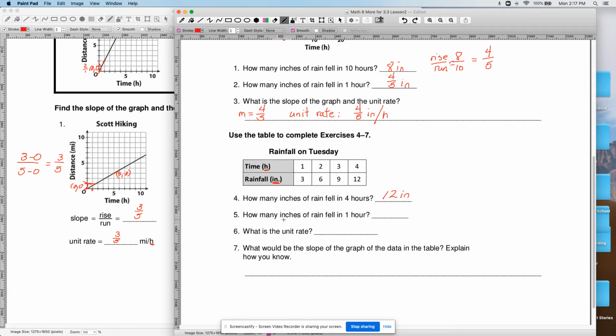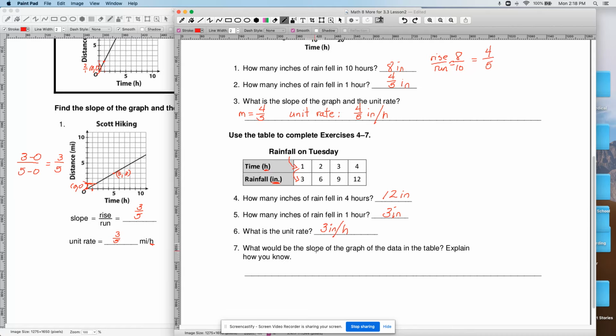Now they're going to ask us how many inches of rain fell in 1 hour. Well, this one is a lot clearer because for 1 hour, we know that 3 inches of rain fell. And it's right here. It's telling you 1 hour, 3 inches. So now they want to know, what is the unit rate? The unit rate is 3 inches of rain fell every hour. 3 inches per hour.